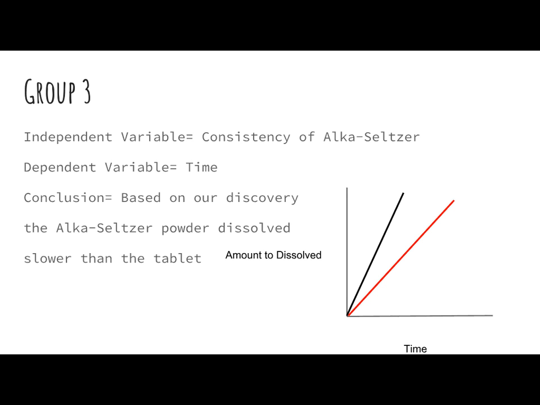And we found that the powder dissolved slower than the tablet because the powder was less dense than the water, so the surface tension wouldn't break through the water, so it never really got that chance to dissolve, while the tablet went all the way into the water and was submerged, so it dissolved quicker.